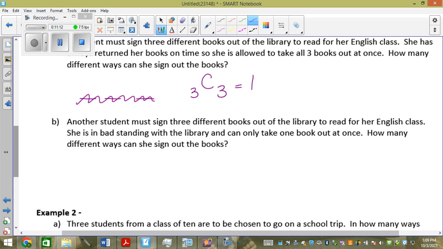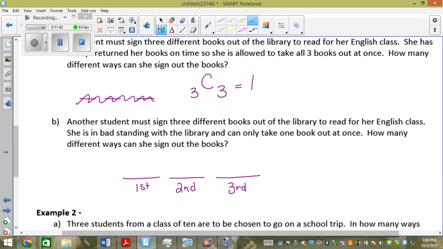This one says, another student must sign 3 different books out of the library to read for her English class. She is in bad standing with the library and can only take out 1 book at a time. How many different ways can she sign out the books? So she can only take 1 out at a time, so she's giving it order, right? This is the first time she goes to the library. This is the second time she goes to the library. This is the third time she goes to the library. And ultimately, how many books is she taking out in the end?